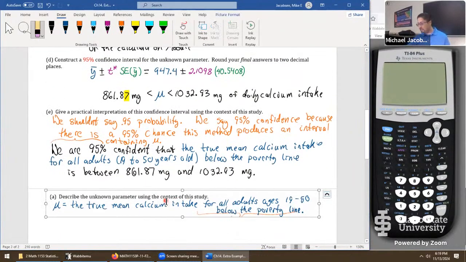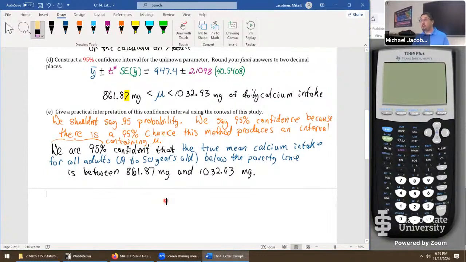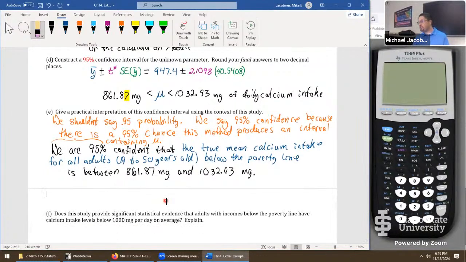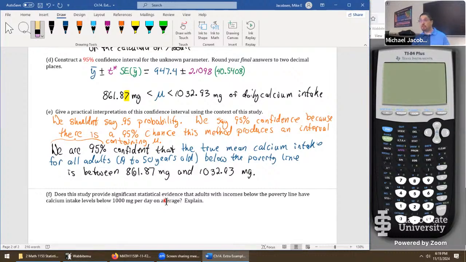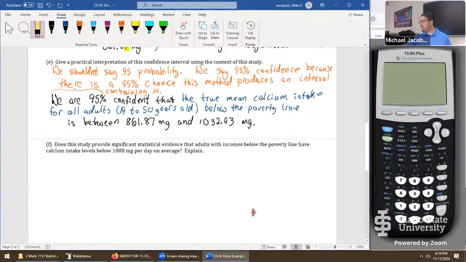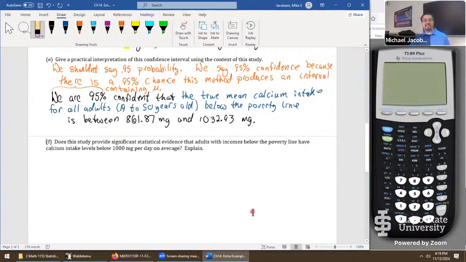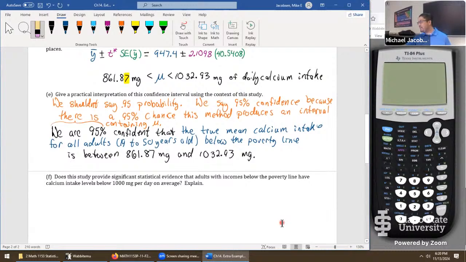This follow-up question is naturally leading into what we're trying to do in hypothesis testing as well. It's kind of a surprising question at the same time, our answer to it, in other words. It says, does this study provide significant statistical evidence that adults with incomes below the poverty line have calcium intake levels below 1,000 milligrams per day on average? Let's think about that question. Would you say yay or nay to that? Or how do we even think about it is another way to ask.